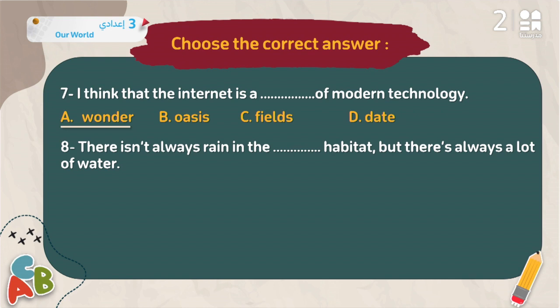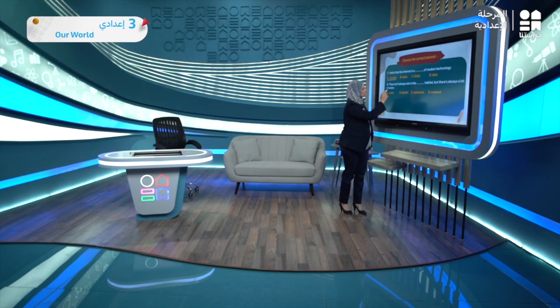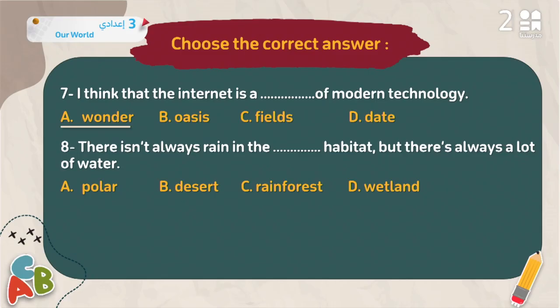Number 8, there isn't always rain in the space habitat, but there is always a lot of water. ناخد بالنا ان هو بيقول there isn't always rain. isn't يعني مفيش مطرة ولكن في مية كتير. فعشان ما غلطش واقول rain forest هو بيقول لي مفيش مطرة. ف rain forest مستبعدة. But there is always a lot of water. دايما في مية كتير. This is not polar of course. Polar is incorrect. Desert اللي هي الصحراء غلط. Rainforest احنا اتفقنا غلط. So it's a wetland. Wetland اللي هي الأرض الرطبة لأن هي فيها مية كتير but there isn't always rain أو مش دايما بيكون فيها مطر.